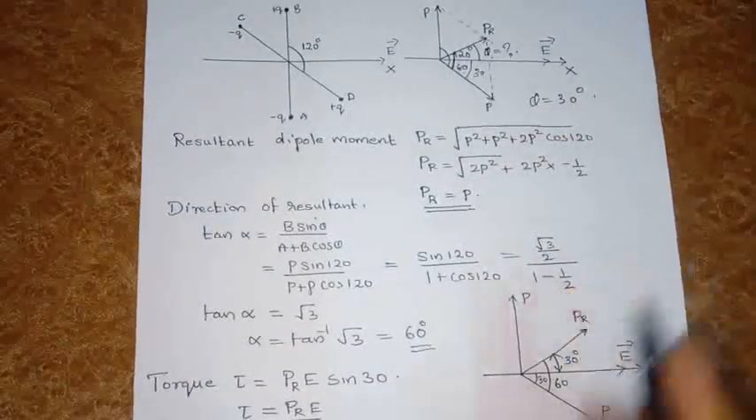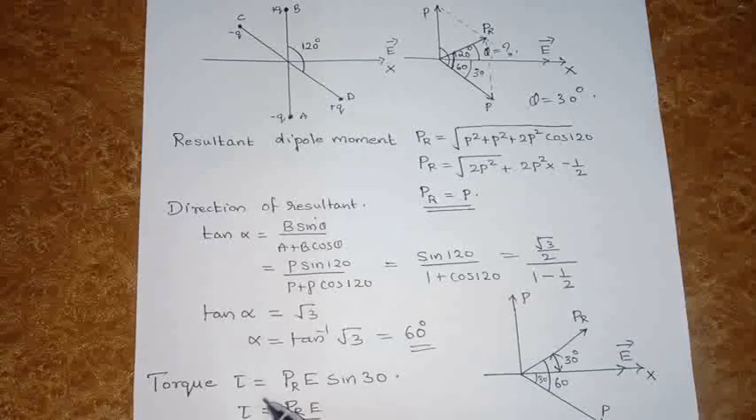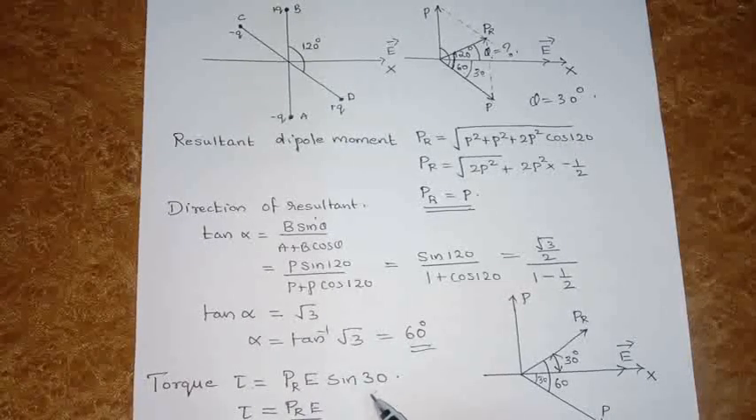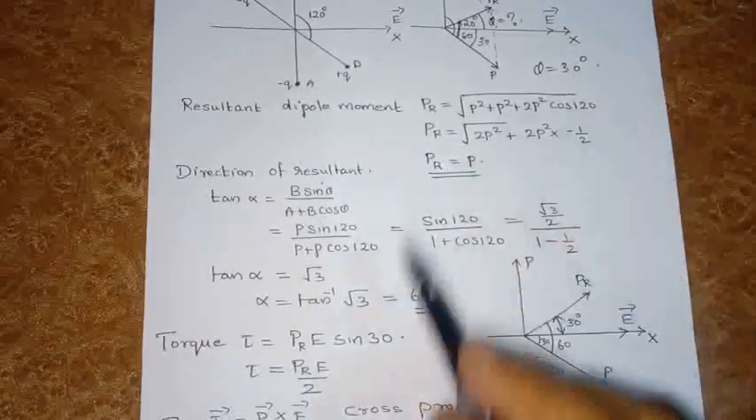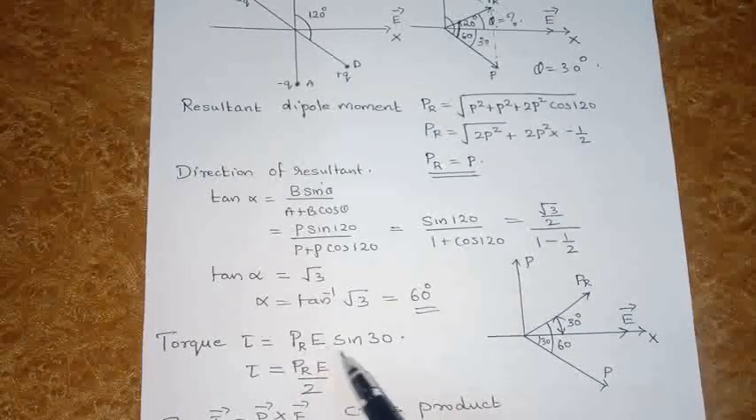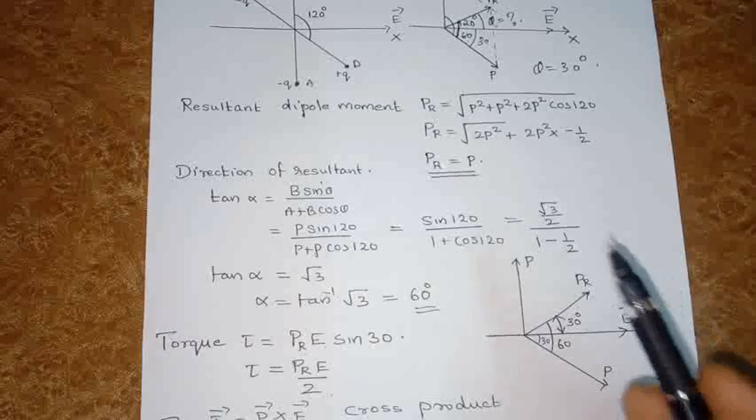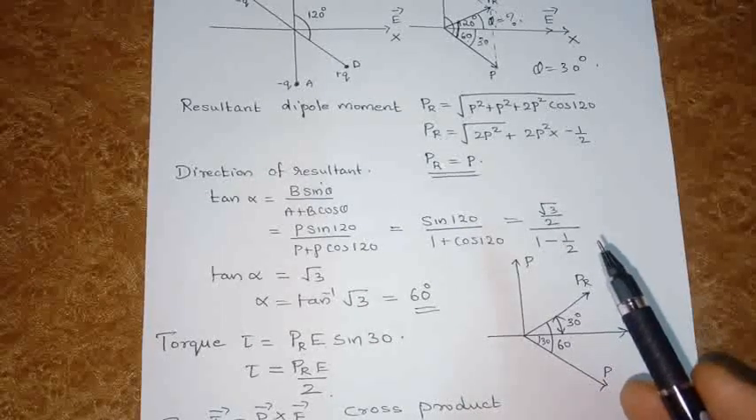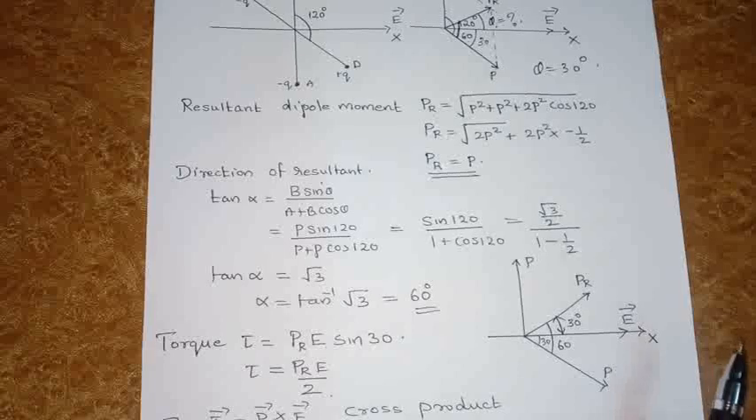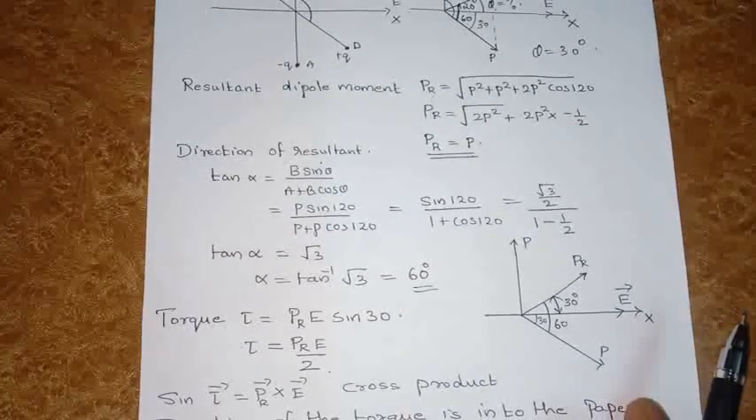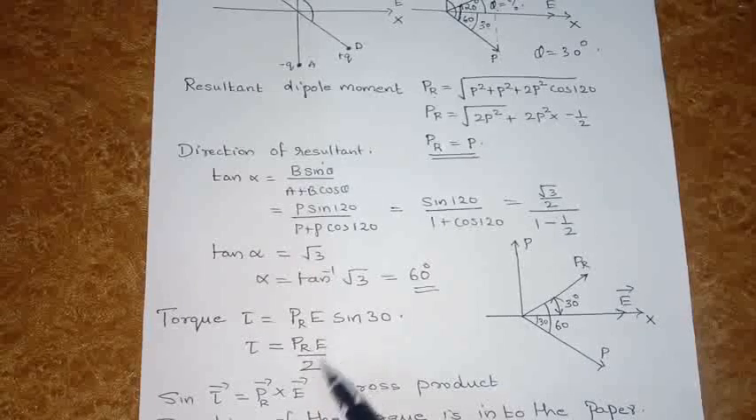From that, I can find the torque acting. What is the torque acting on the resultant dipole? Torque tau is equal to P_R E sin theta, where theta is the angle between the resultant and the electric field, which we already obtained as 30 degrees. Therefore, P_R E into 1 by 2, P_R E divided by 2, will be the torque acting on the resultant dipole. Now, one more problem is there in that question. What is the direction of the resultant? The magnitude of the resultant torque we already obtained, tau is equal to P_R E divided by 2.